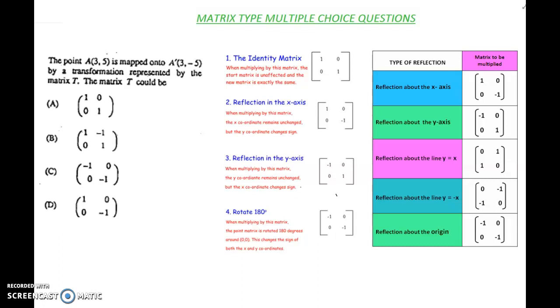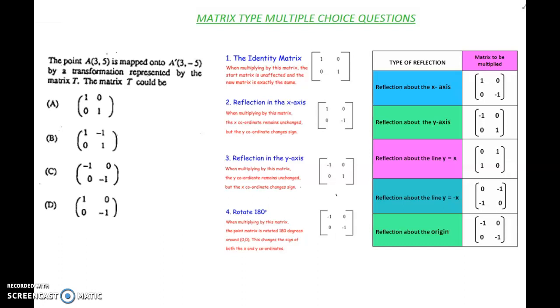In the picture next to that, which is in the middle, it shows you the identity matrix. When you multiply by the identity matrix, your values for your x and y coordinates don't change. For reflection in the x-axis, they have the matrix there, like on the far right, but it goes into a little more detail and says when multiplying by this matrix, the x-coordinate remains unchanged, and the y-coordinate changes sign.